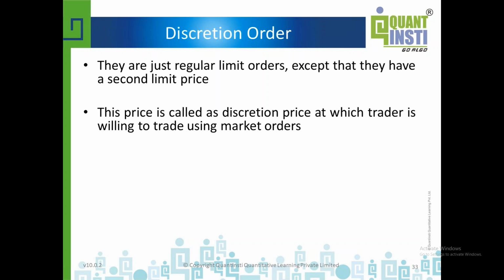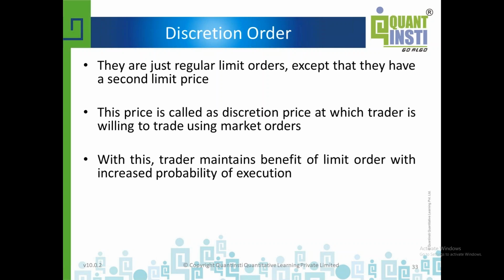So the broker would be like, fine, I cannot make a trade at 50, but because you had given me a discretionary range of 5 cents, I'll make sure that your trade happens at 50.05. So that is what a discretion order is, right? It's basically the discretion price at which the trader is willing to trade using market orders, right?